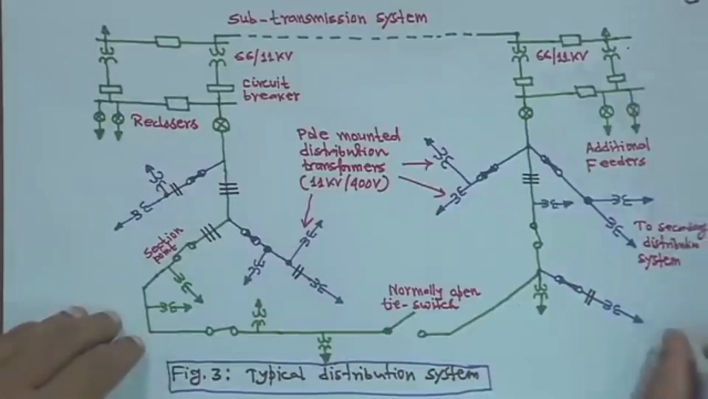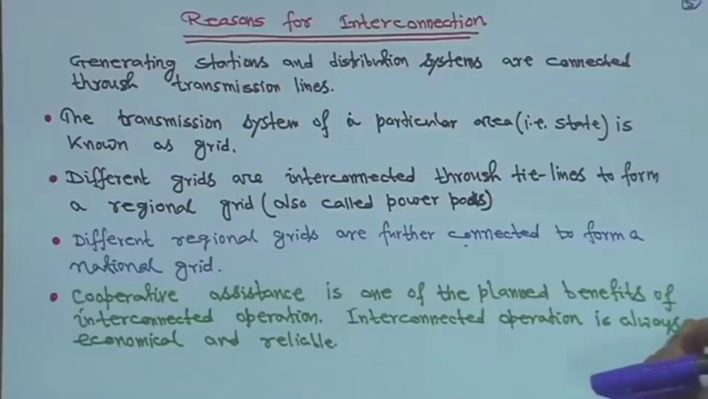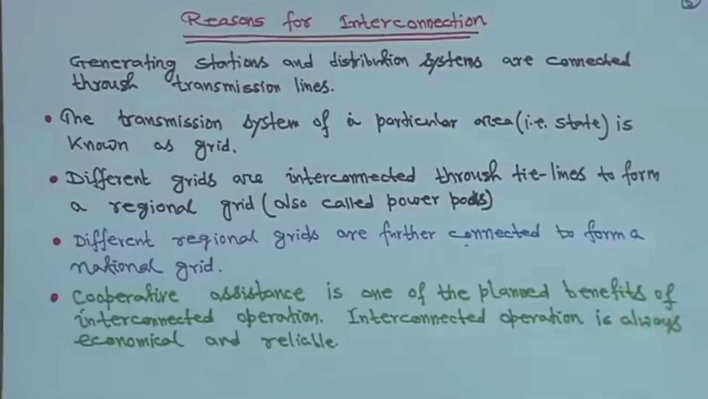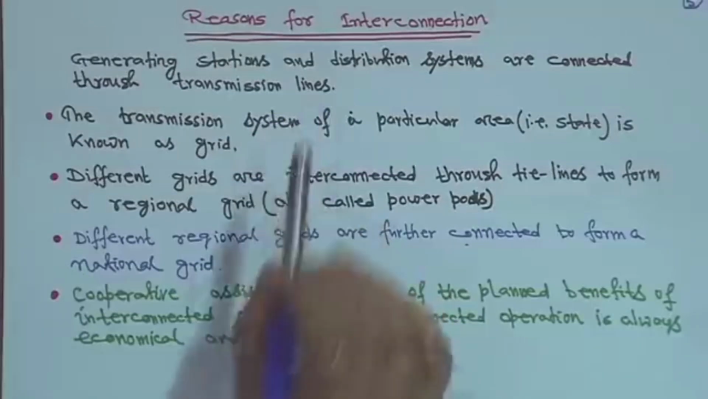So what we have discussed now is a little bit about the power system: the generating side, then transmission, and then the distribution side, right. Next are the reasons for interconnection, right, because many power systems are interconnected together. Generating stations and distribution systems are connected through transmission lines.